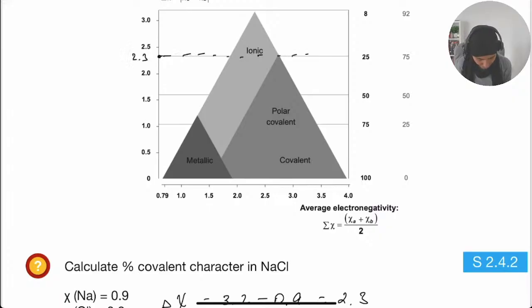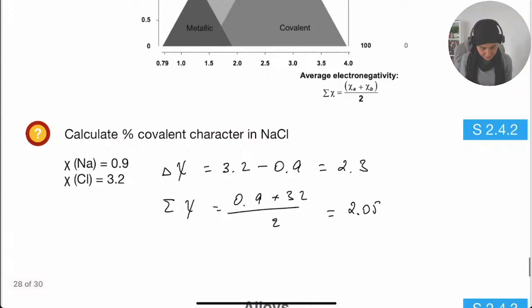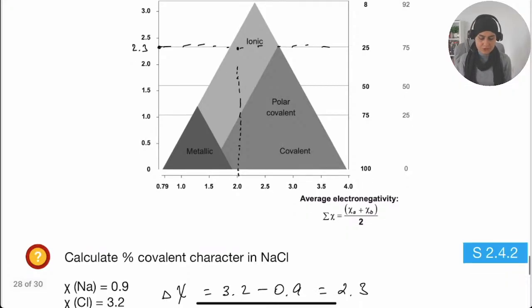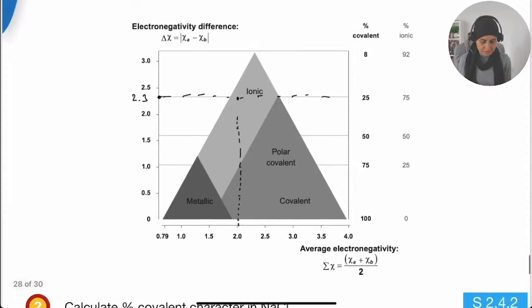Yeah. And the average is 2.05. Well, approximately 2. Yeah. So I go up there. So what does it show me? It shows me that the substance is mostly ionic, and then the covalent character would be 25%, ionic character 75%. They asked for covalent, so I'd say 25.